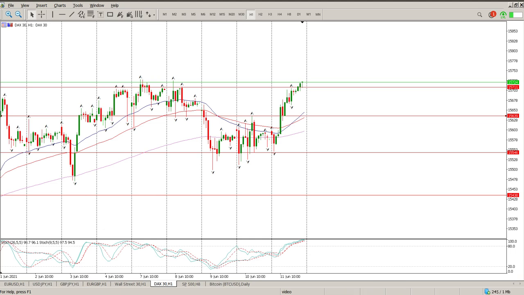Anyway, that's it for me. So I'm sitting on the sidelines, not really interested in the DAX until after the Feds, and then we'll take a look at it again. But if you are going to trade it, get down to your 5, 10, 15-minute charts and trade accordingly.